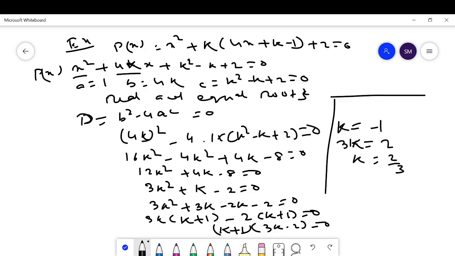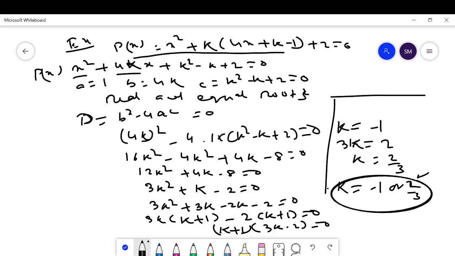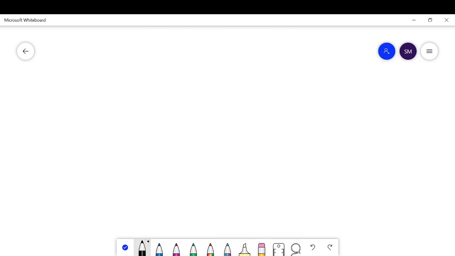By solving these equations, we get either k equal to minus 1 or 2 by 3. For the value of k equal to minus 1 or 2 by 3, solving these quadratic equations, we get two real and equal roots. Then next question, another question. Always try to practice a variety of questions. Find the value of k for which the equation has real and equal roots.